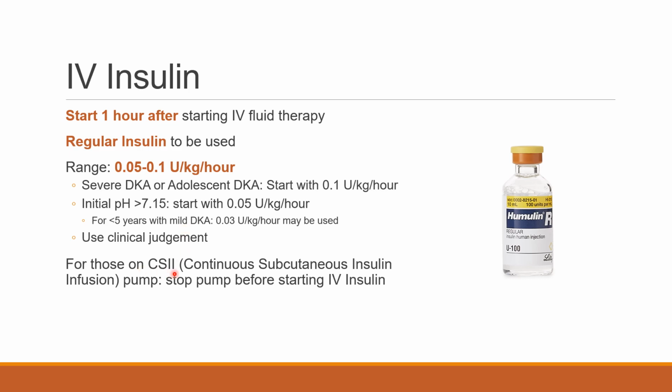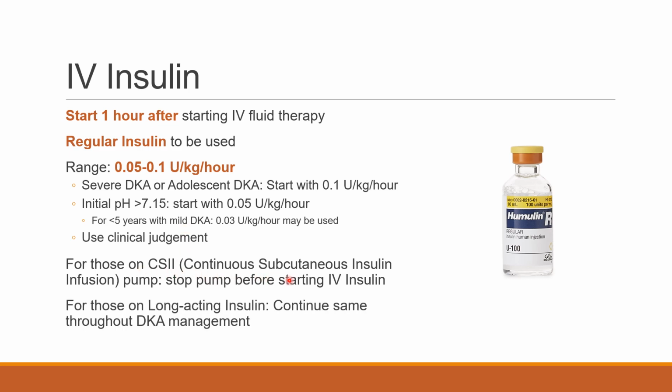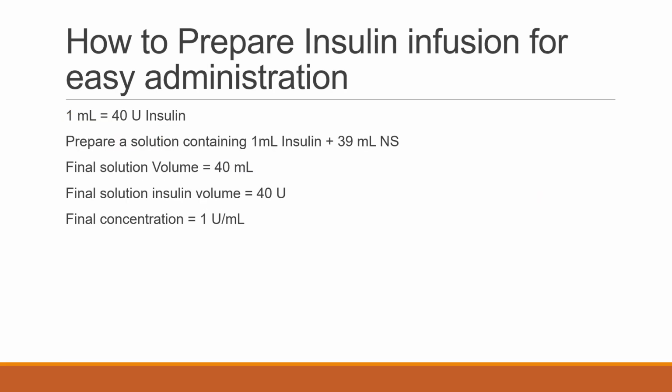And for those patients who have a continuous subcutaneous insulin infusion pump, we have to stop the pump before starting IV insulin. Suppose a continuous subcutaneous insulin infusion pump is implanted in the body and you are giving regular insulin from outside, that regular insulin will act as an extra dose in addition to the continuous subcutaneous insulin infusion pump. So you have to shut off the pump first, then give the external insulin so that you can titrate appropriately.